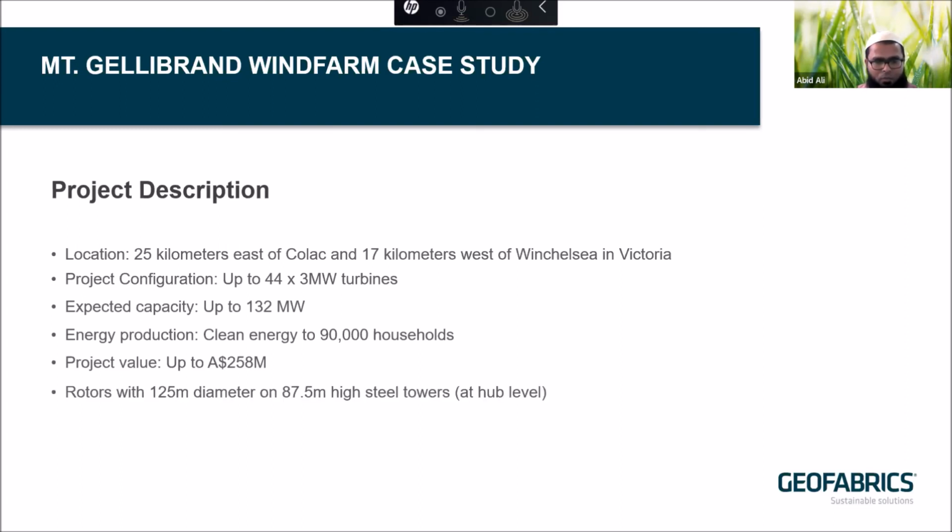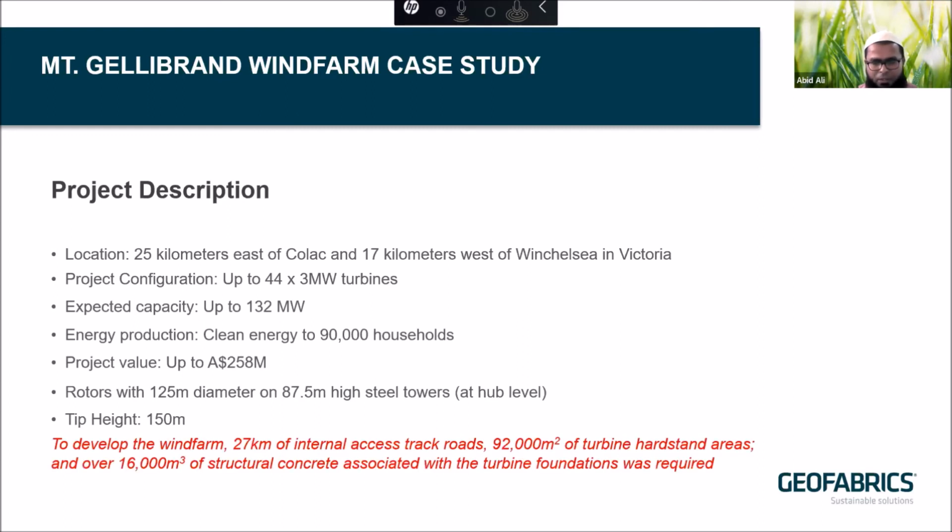And so quite heavy equipment was used on site, rotors with 125-meter diameter on 87.5-meter high steel towers with tip height of 150 meters. The main thing, looking at it from Geofabrics' perspective, is that the client needed to construct 27 kilometers of access tracks, 92,000 square meters of hard stand areas associated with 16,000 cubic meters of structural concrete for the wind turbine foundations.